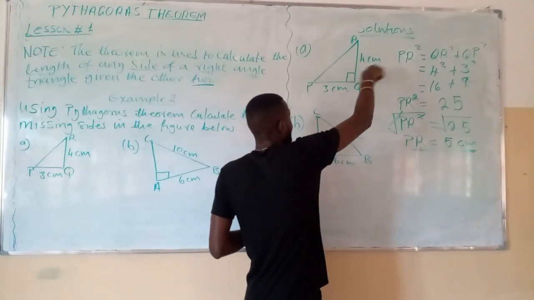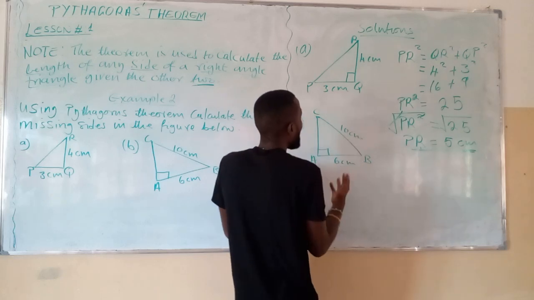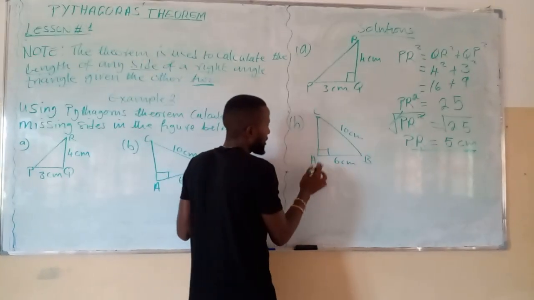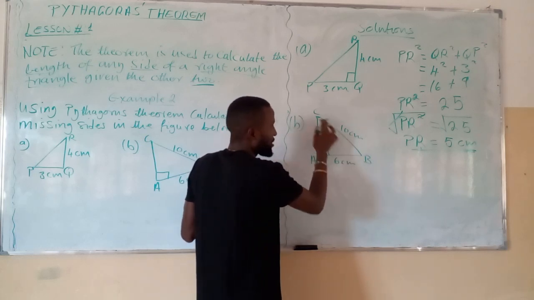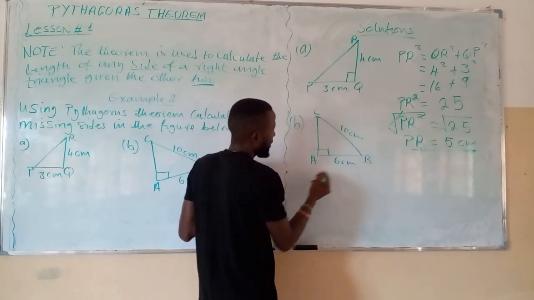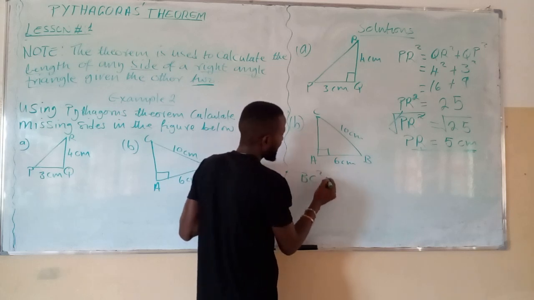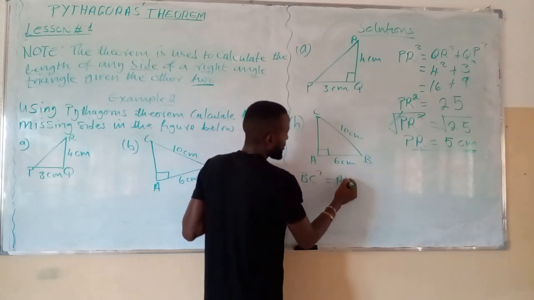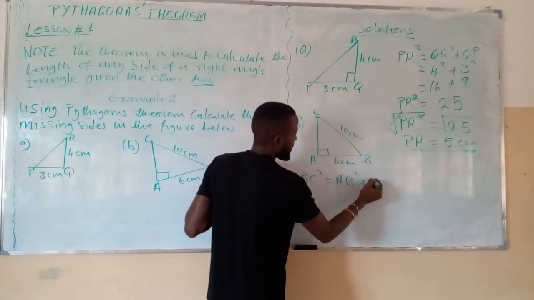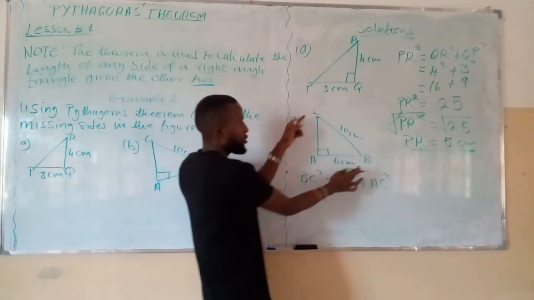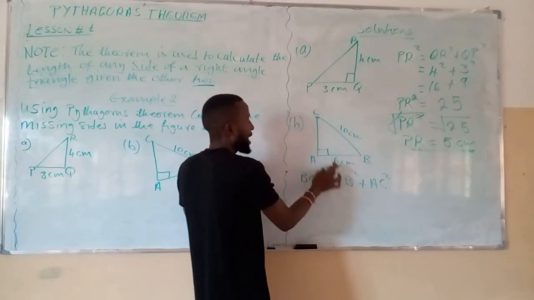Look here, the diagram was PQR, but now here we have ABC. So we can simply say this is AC. So write the Pythagoras theorem using the distances there. So we start with the hypotenuse, which is BC squared is equal to AB squared plus AC squared. Okay, just put it like this. The hypotenuse is always, these two I need to add them.